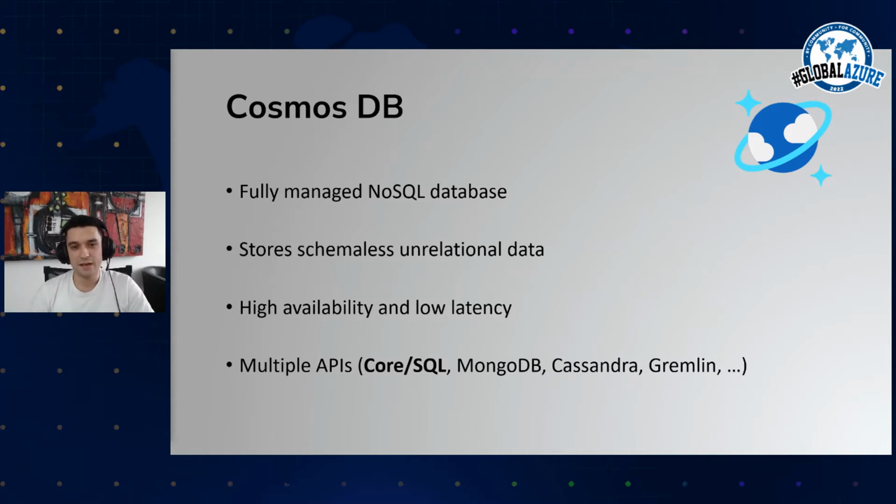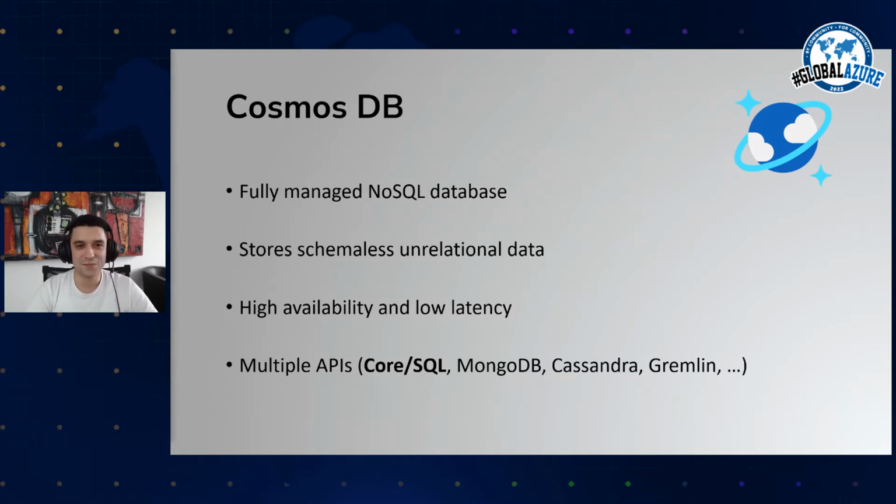The native API is the core SQL API, which we are going to work with throughout the session. But there's also MongoDB, there's Cassandra and Gremlin. And you can use that, for example, if you have already an existing application that is using, for example, the Gremlin query language, where you're querying some graph-based data. You could reuse your data access layer when switching to Cosmos DB.